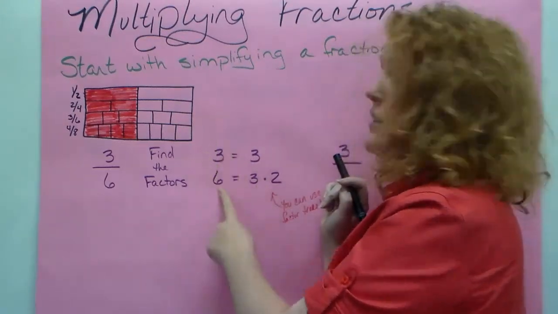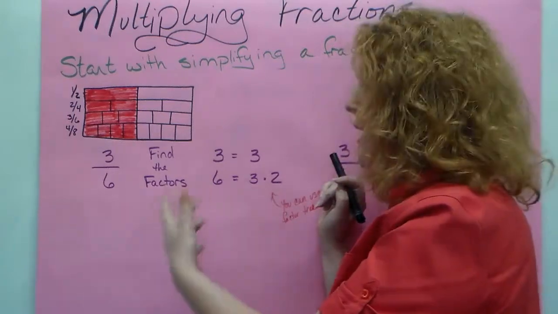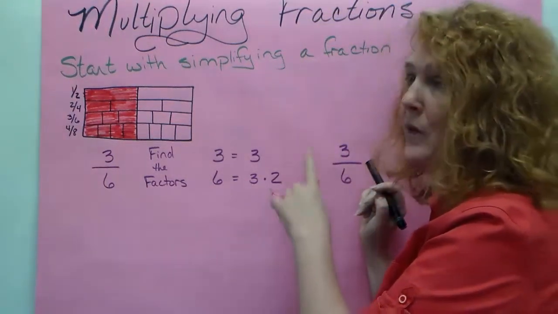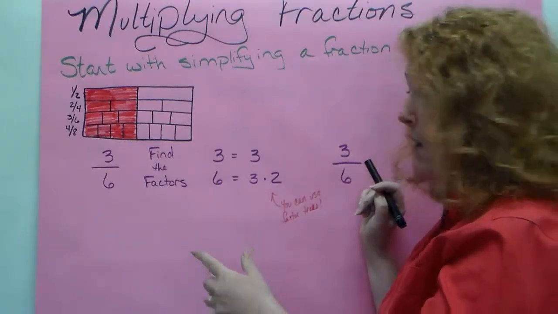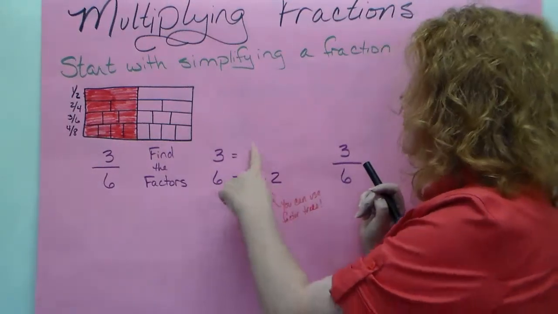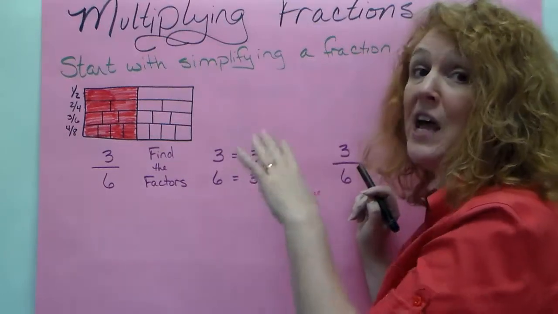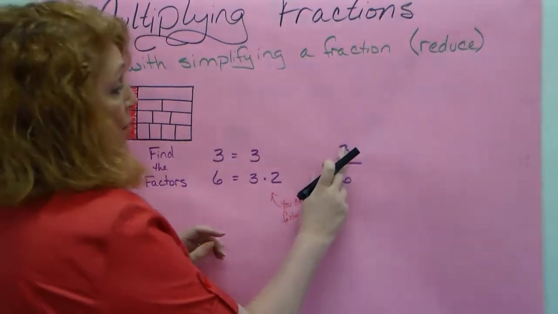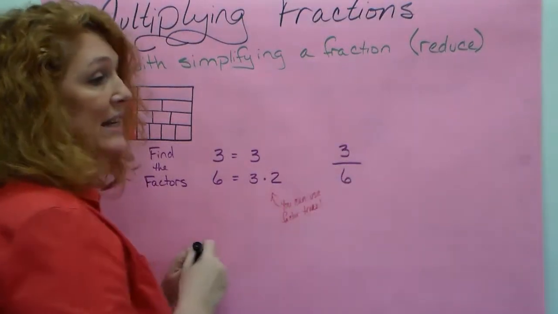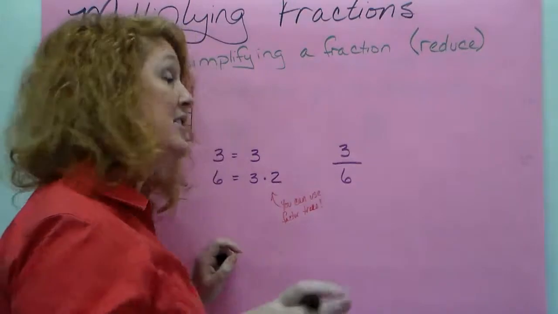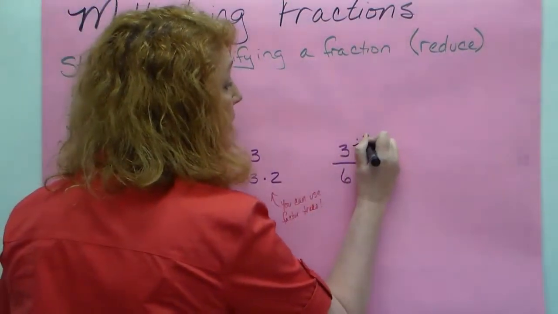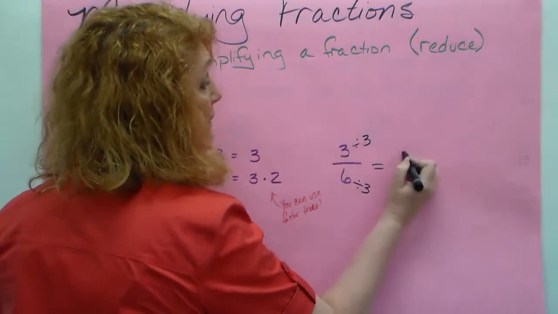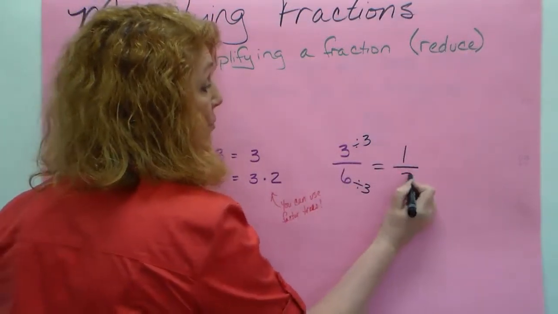Now, it's really easy to do these easy numbers, but if you end up with fractions with bigger numbers, you can actually use factor trees to help you get to where you're going, finding all of the factors so that you can find the common factors and get rid of those. So, what do we do with this? Well, I know that 3 goes into both 3 and 6, so I'm going to divide the top and the bottom number both by 3. And 3 divided by 3 is 1, and 6 divided by 3 is 2.